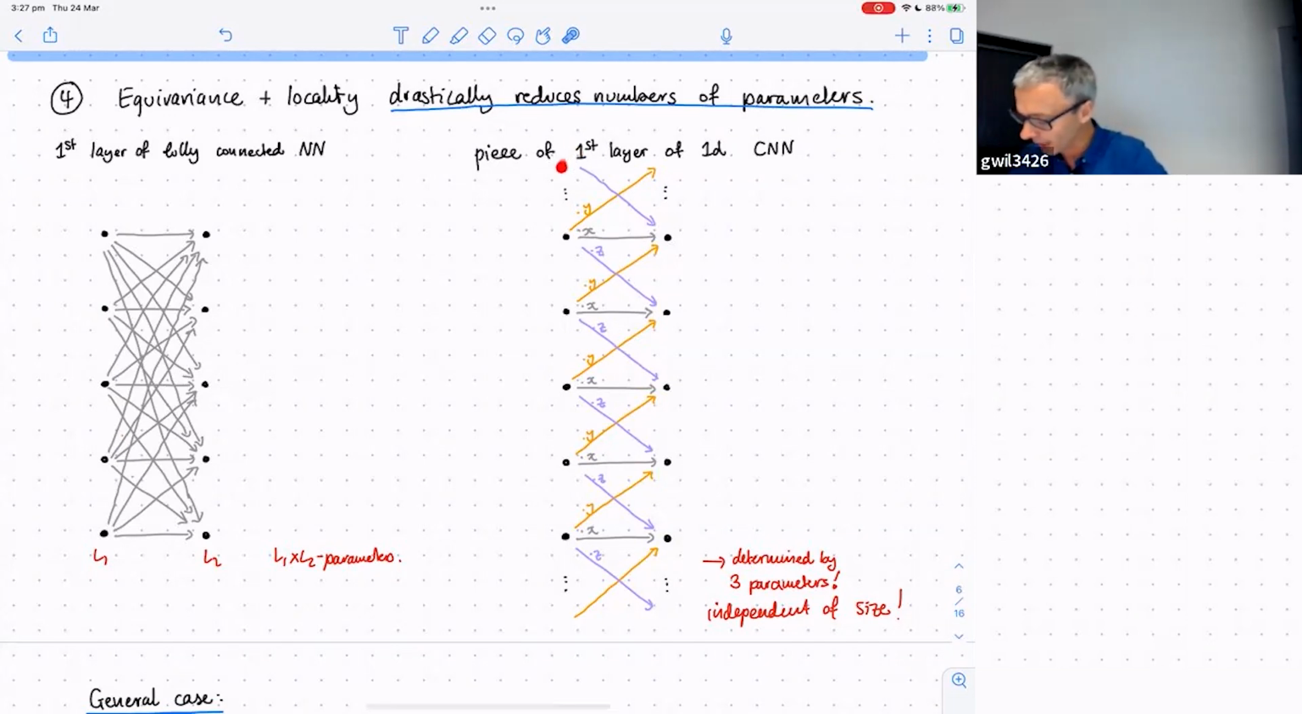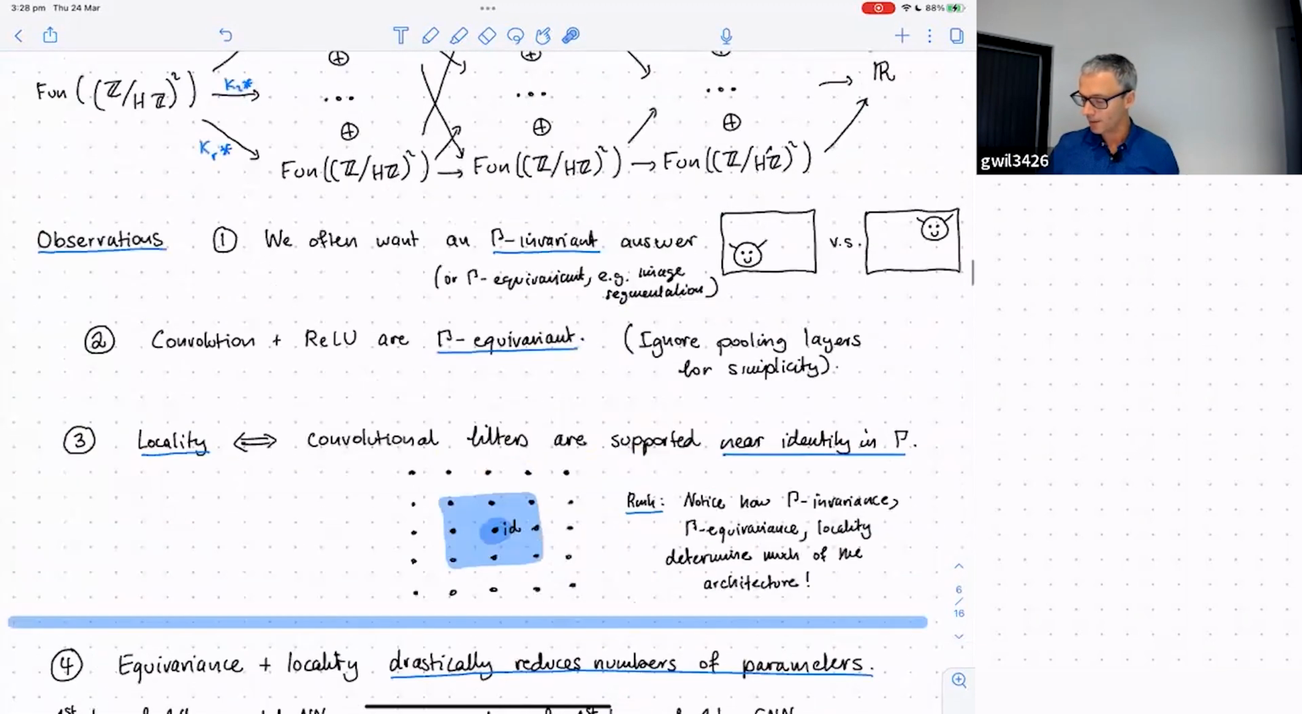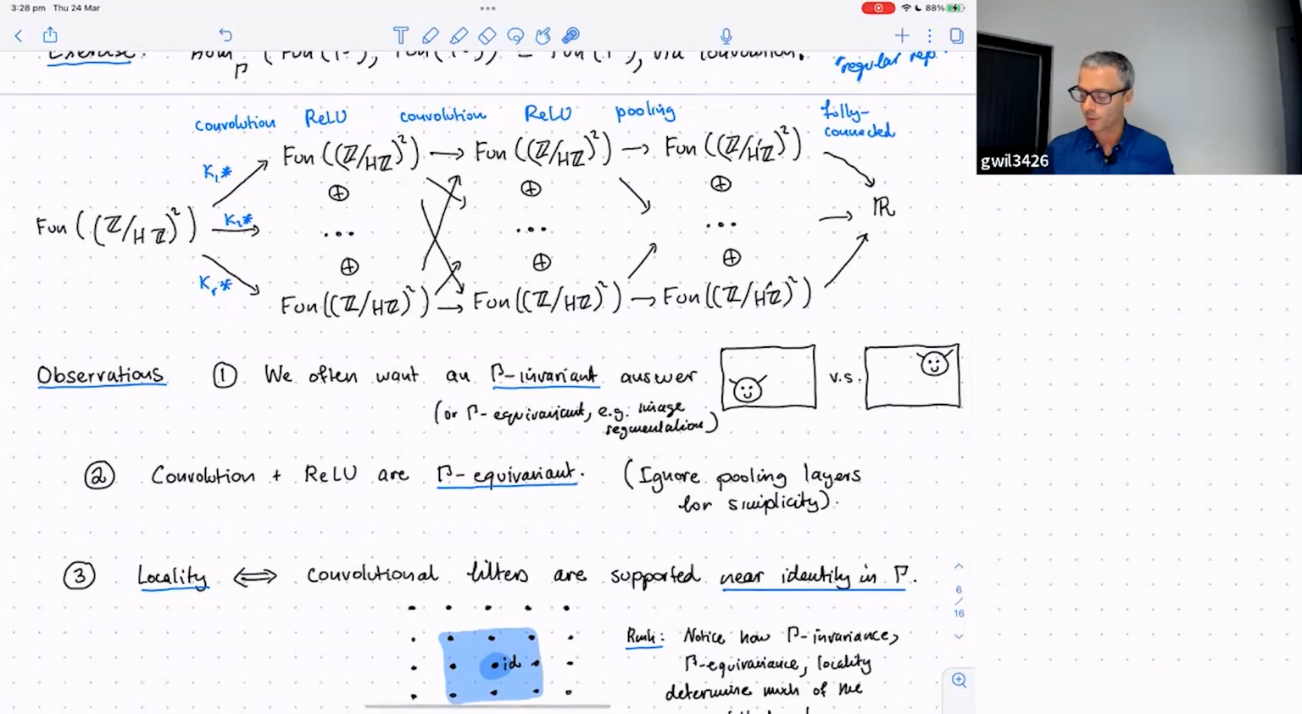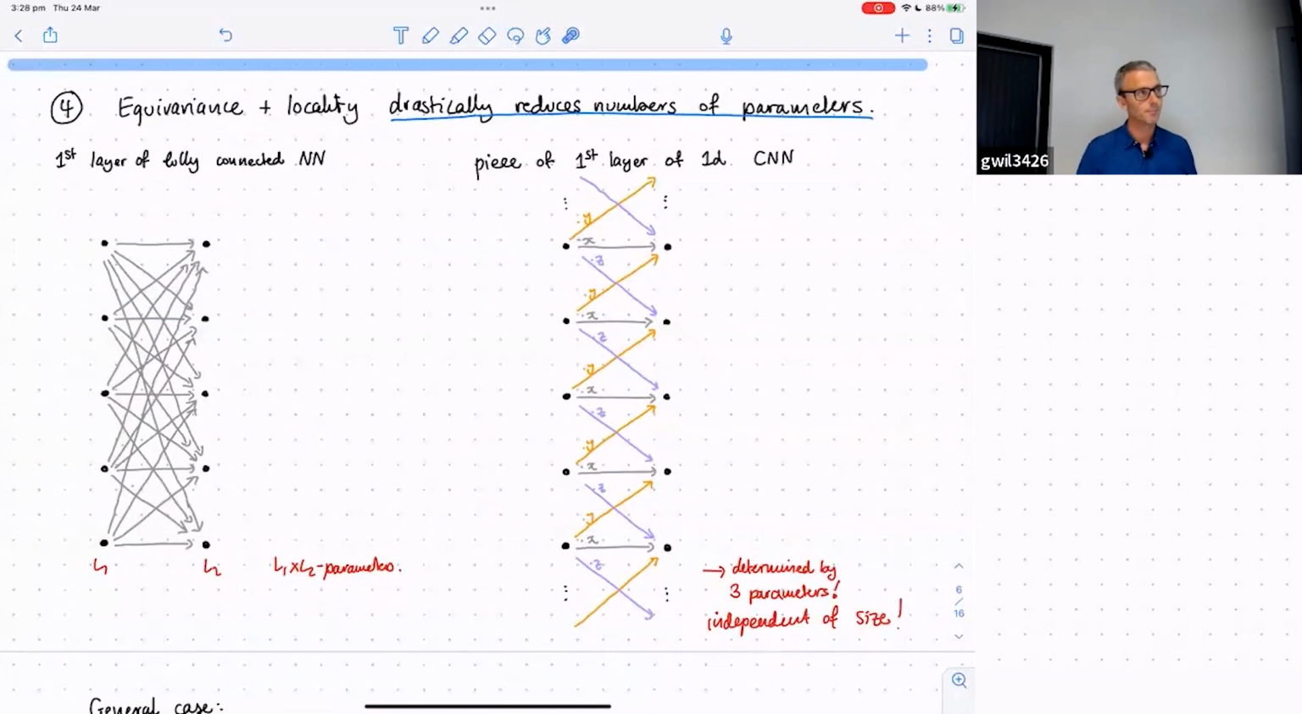But here I have a first layer of a convolutional neural net in one dimension. Here are my inputs. Locality says that my filter only affects neighboring points. That's why I have these three parameters, X, Y, and Z. And equivariance says that these X, Y, and Z are the same across the whole thing. So no matter how big this layer is, it just depends on three parameters. I should emphasize this is one piece of the first layer. I could expect to have potentially 20 of these pieces or something, but still, 20 times three is a lot smaller than 10 million squared. I'm enough of a physicist to know that inequality.